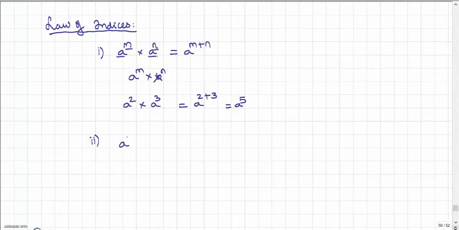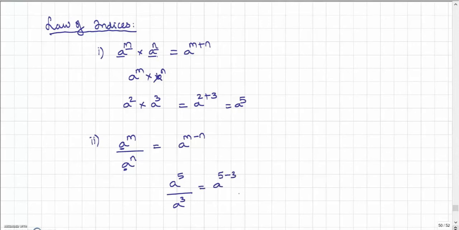Next, a power m divided by a power n can be written as a power m minus n, and again ensure the base is same. Take an example. Let's say a power 5 divided by a power 3. It can be written as a power 5 minus 3. It's nothing but a square.